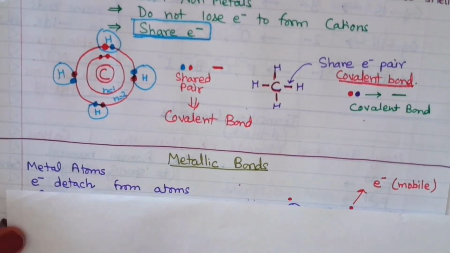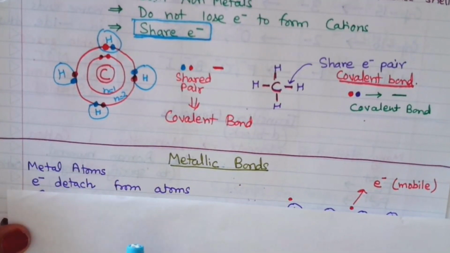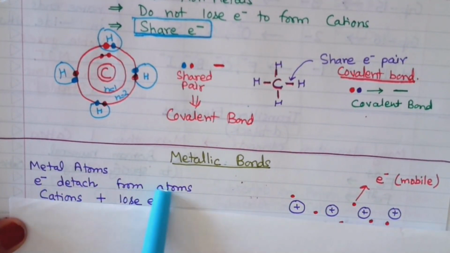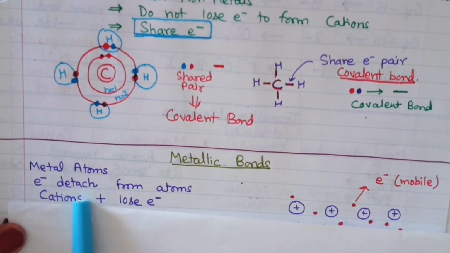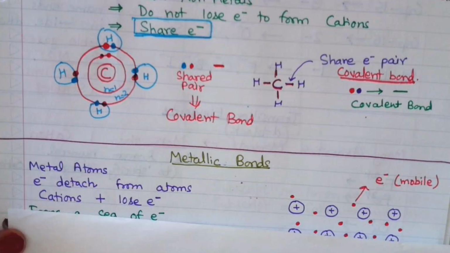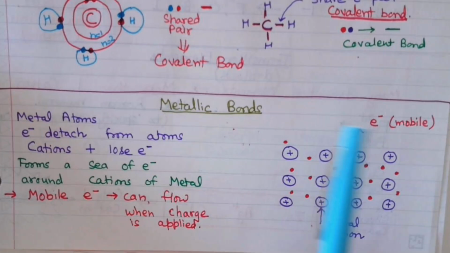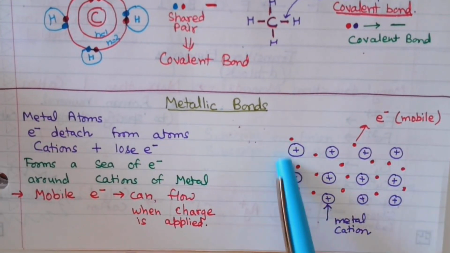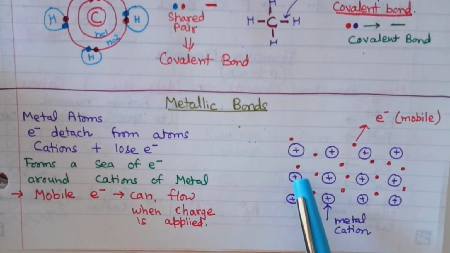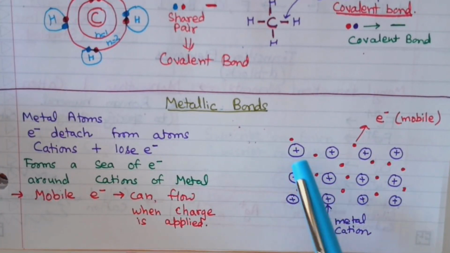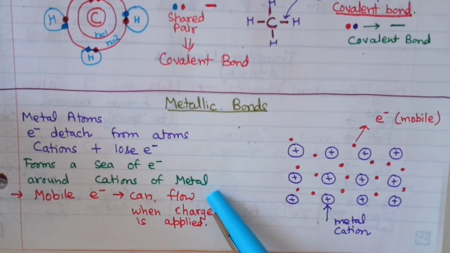So metal atoms, since metals like to lose electrons, the electrons detach from the metal atoms and they form cations, right? So how does the metal look when we have a pure metal? Metals are kind of a sea of mobile electrons that have cations embedded in it, right? It's like a sea of electrons that surrounds the cations of the metal.